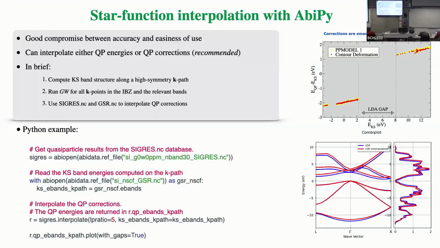GSR stands for ground state. Once we have these two objects, the Kohn-Sham bands and the quasi-particle energies, we just call this function here that takes care of performing this star function interpolation. And then we just call this plot method. And here we have this figure that shows the LDA band structure and the interpolated results for the quasi-particle band energies for silicon. And I think this is my last slide, and I thank you for your attention.